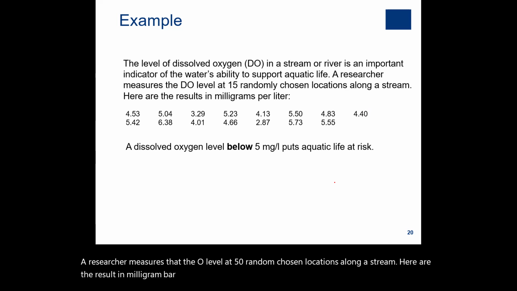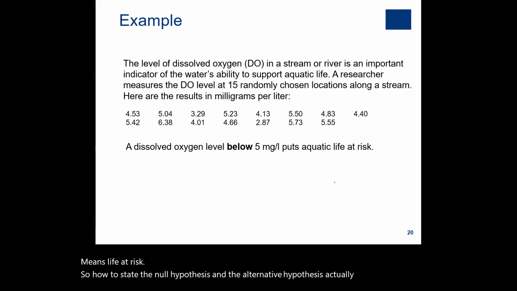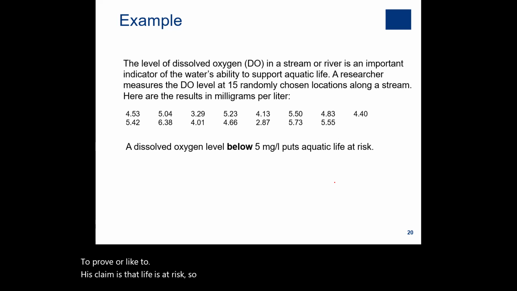A dissolved oxygen level below 5 means life at risk. So how do we state the null hypothesis and the alternative hypothesis? Actually, the researcher wants to prove his claim, which is that life is at risk. So life at risk means DO is less than 5.